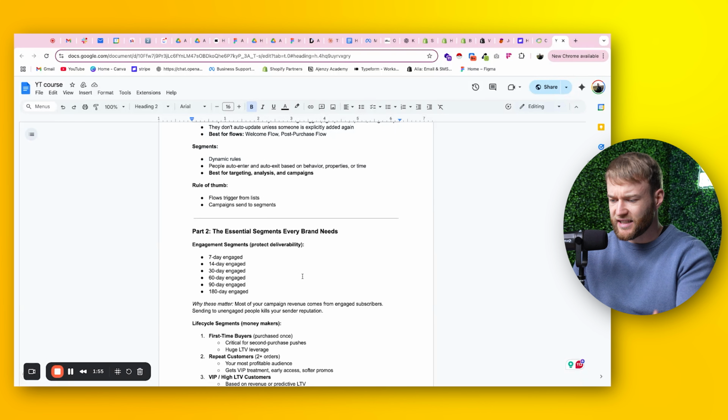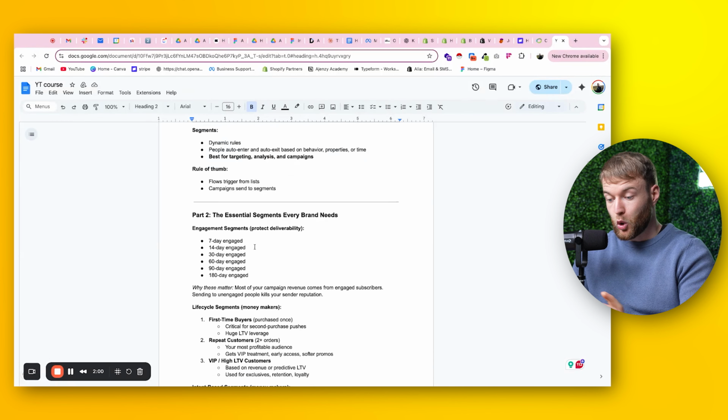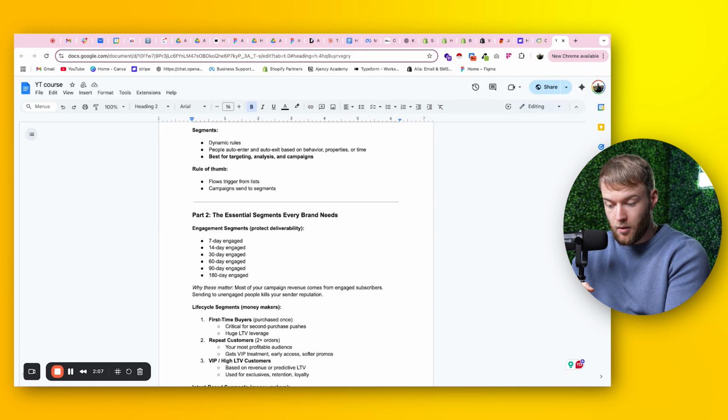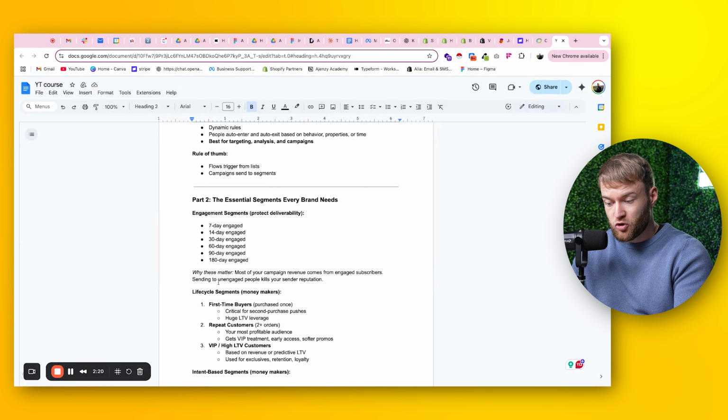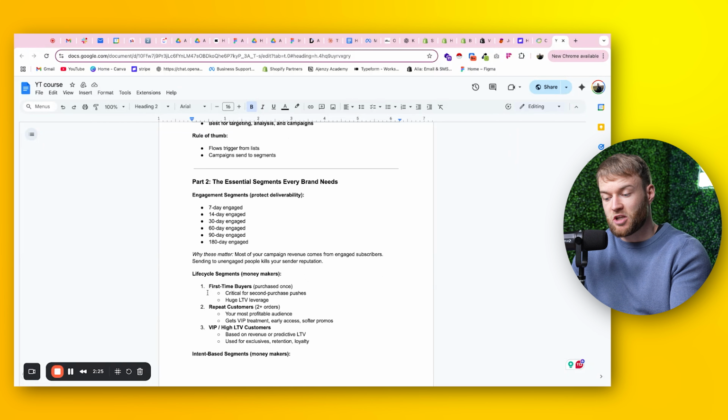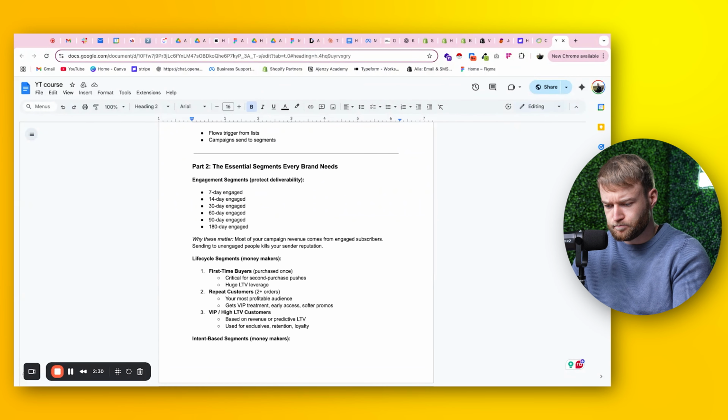So the essential segments that every brand needs. The core segments are always going to be your engaged segments. So you'll do 7-day engaged, 14, 30, 60, 90, and 180. An engaged segment is anybody who's opened or clicked an email in that amount of time, or been active on the website, or anything like that. Okay, these matter the most because most of your campaign revenue comes from engaged subscribers. Sending to unengaged people too often can kill your reputation, and it's not going to bring in that much revenue.